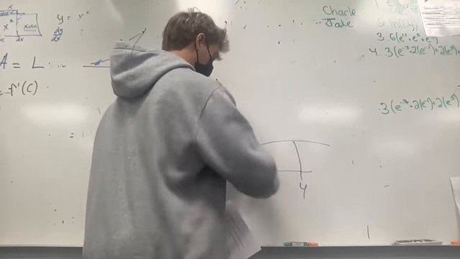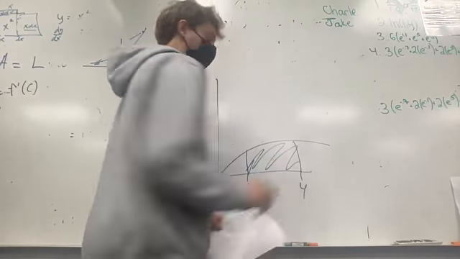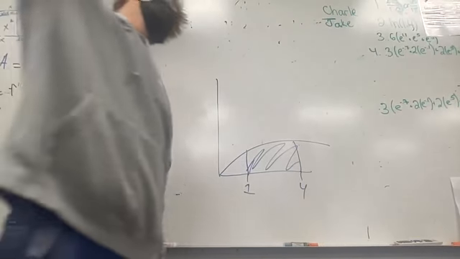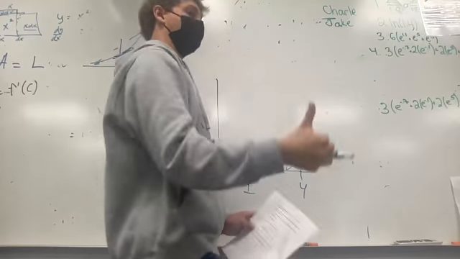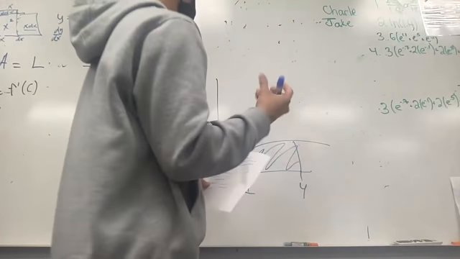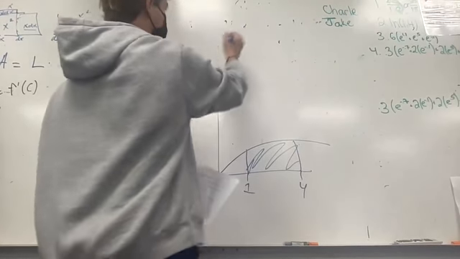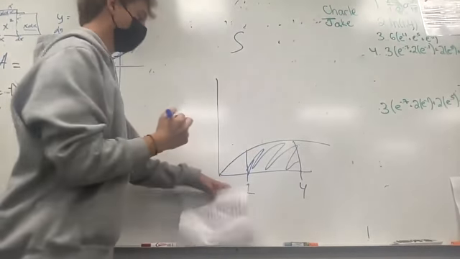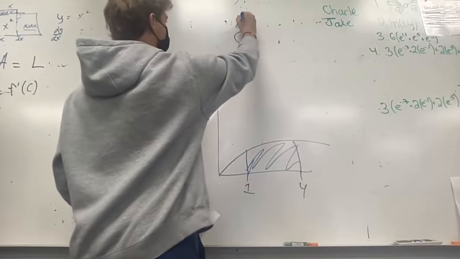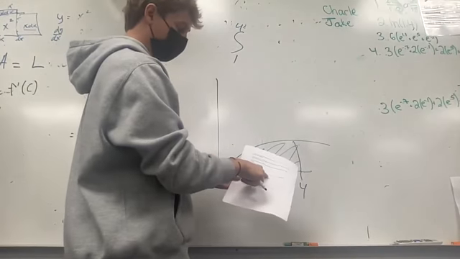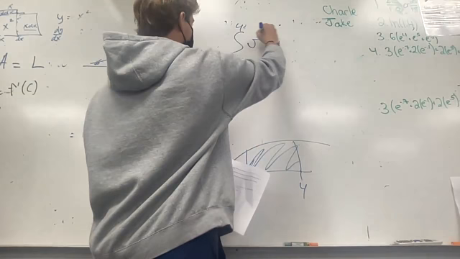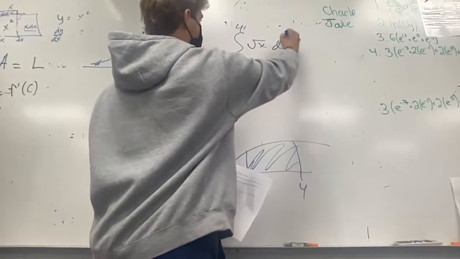The way you find the area is integration. Got a fresh board right here. Oh, integral, sorry. So this is the integral. You want to know the answer from 1 to 4 of the function the square root of x dx.